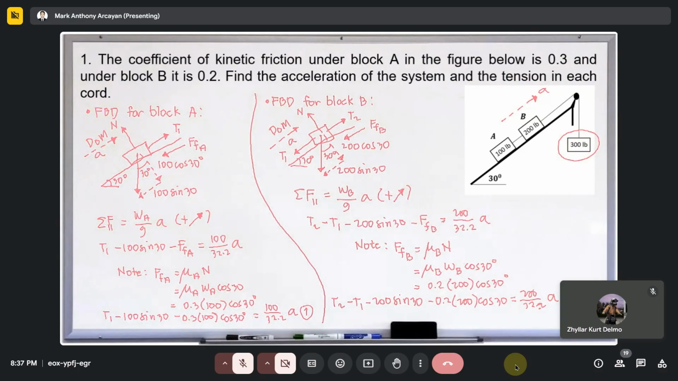You can observe, class, we have T1, T2, and acceleration for our unknowns. We have three unknowns. Therefore, expect that in order for us to solve these three unknowns, we need three equations. And we can get the final equation from the hanging block, and we will proceed our solution there. Now, we will construct the FBD for the 300-pound hanging block.